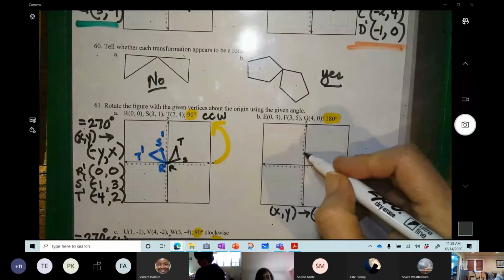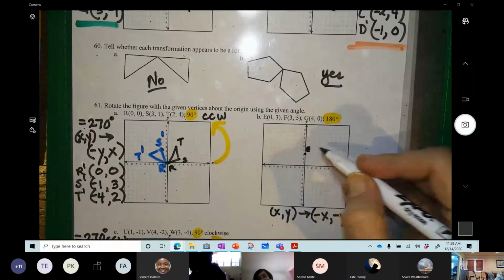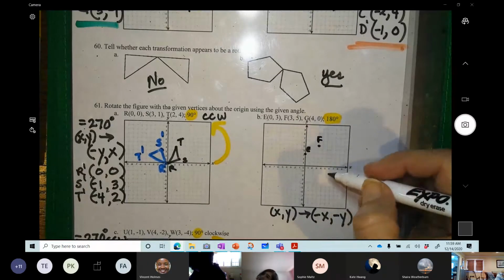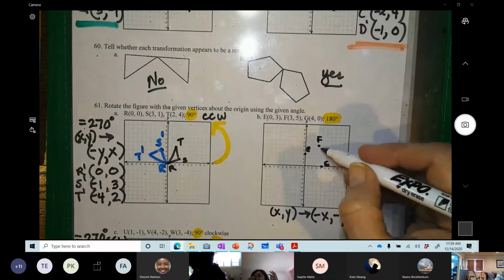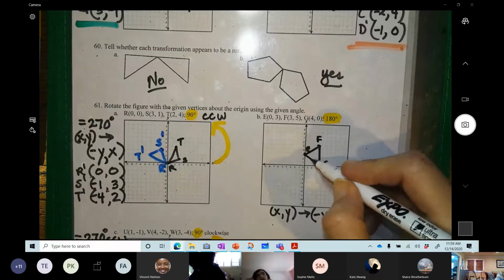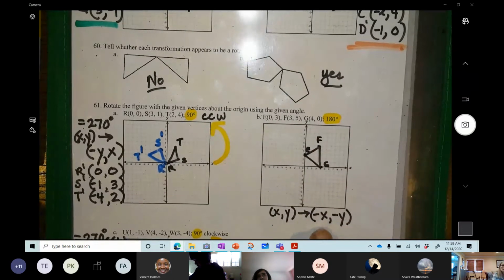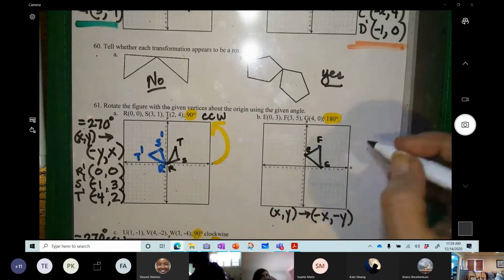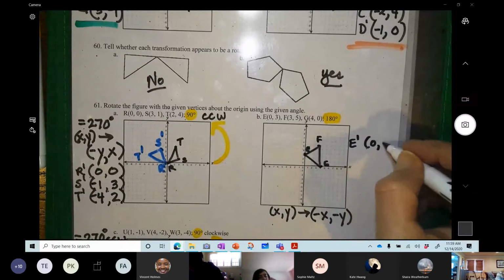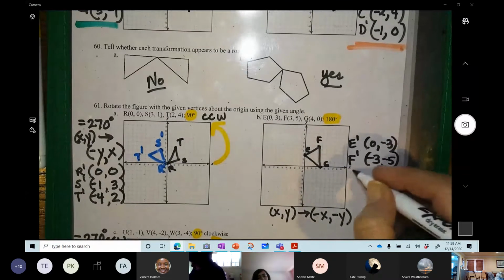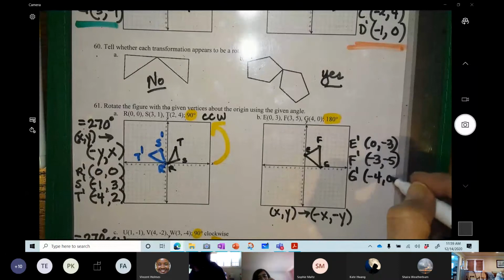So 0, 3 is E. 3, 5 is F. And 4, 0 is G. Now, in order to apply the rule, which means you can go either direction, all you have to do is switch the signs. So E prime is 0, -3. F prime is -3, -5. And G prime is -4, 0.